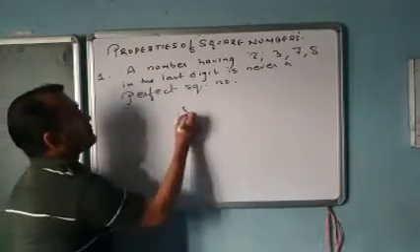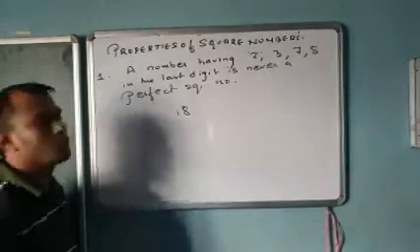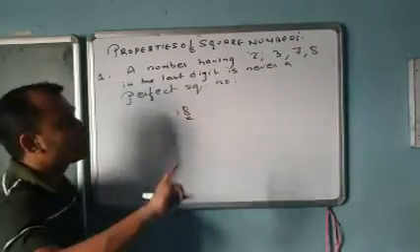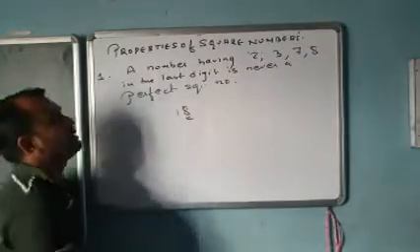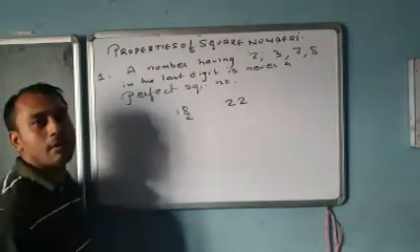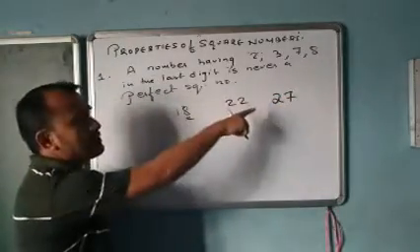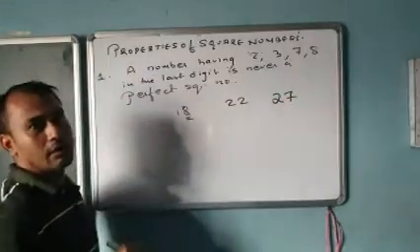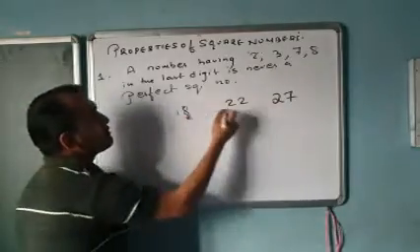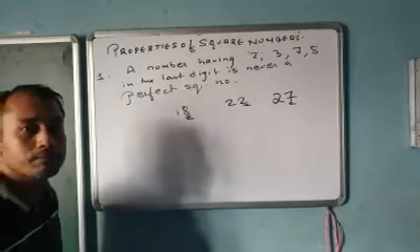So if I say 18, I don't need to take the prime factors to know whether it is a perfect square or not. What is the last digit? 8, so it is not a perfect square number. If I say 22, what is the last digit? 2, so not a perfect square number. If I write 27, what is the last digit? 7, it is not a perfect square number. So if any number has these numbers in the last digit, it will never be a perfect square number.